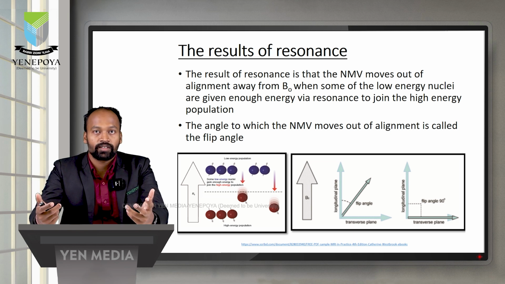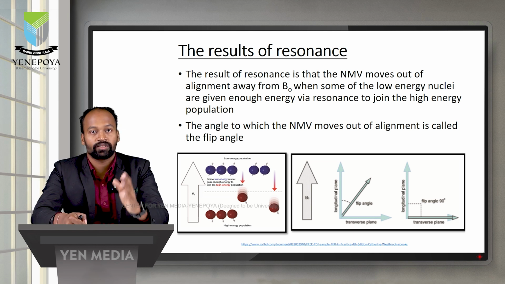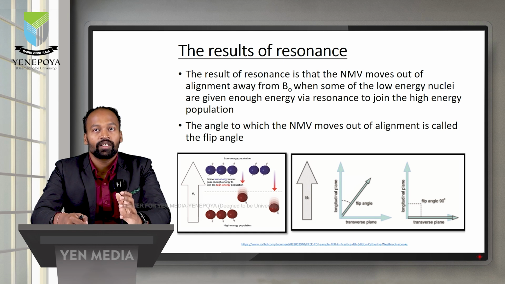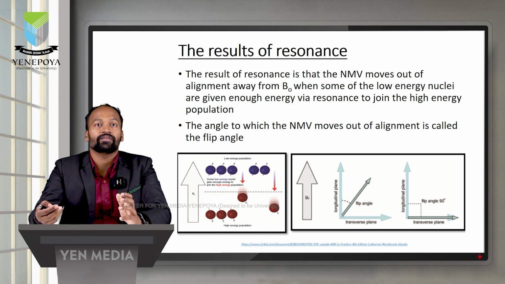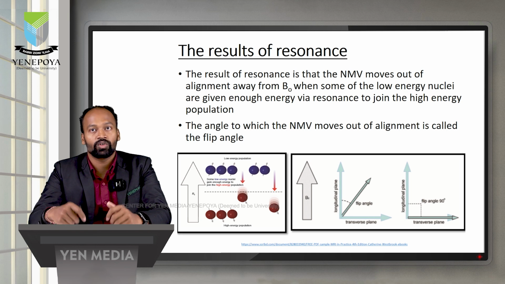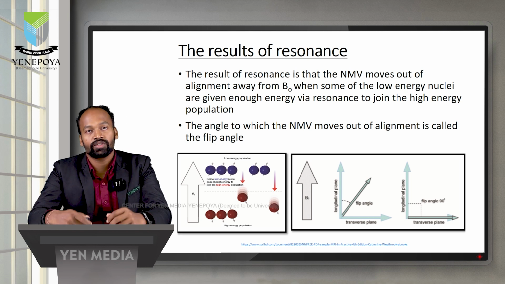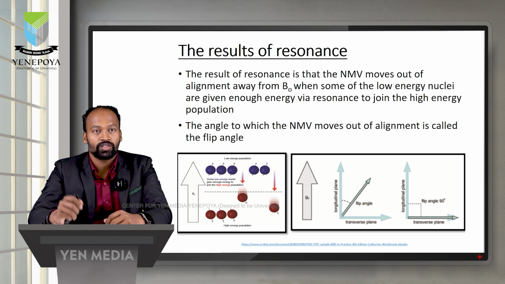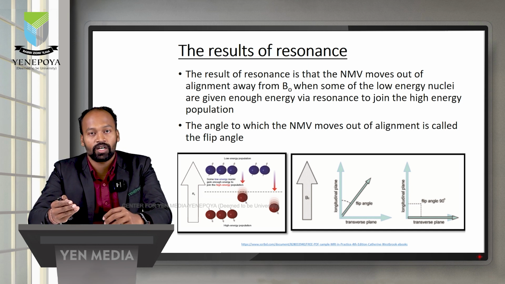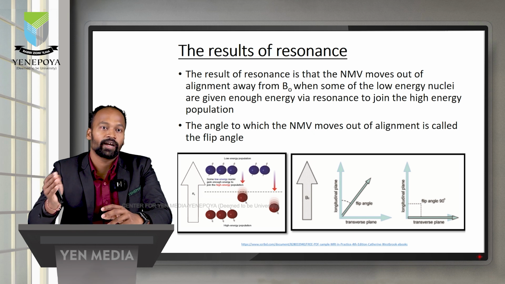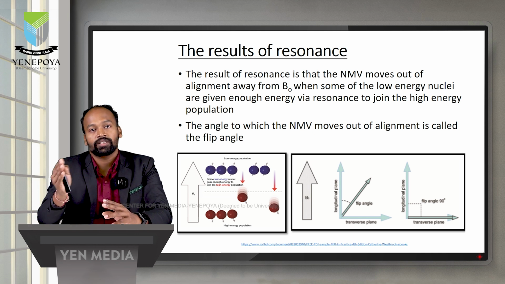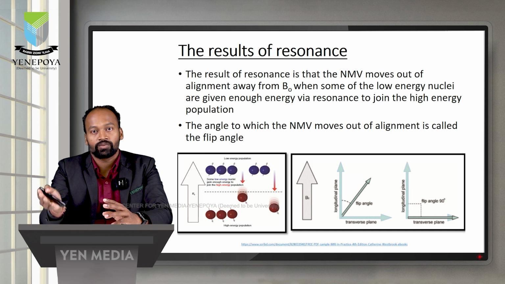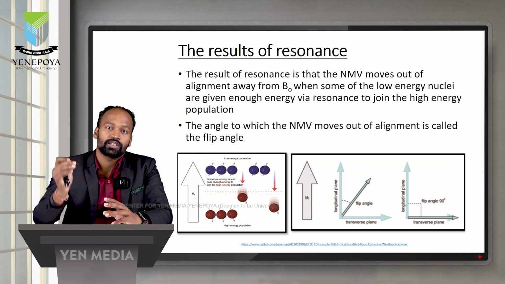So, first, the net magnetization vector, the longitudinal magnetization, will be moved out of alignment, that is, away from B naught, when some of the low energy nuclei are given enough energy via resonance to join the high energy population. The angle to which the net magnetization vector moves out of alignment is known as the flip angle. Whichever energy we put into the hydrogen atom, the net magnetization flips by some degree, and that is known as the flip angle.